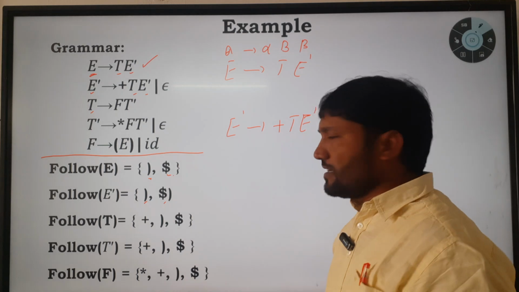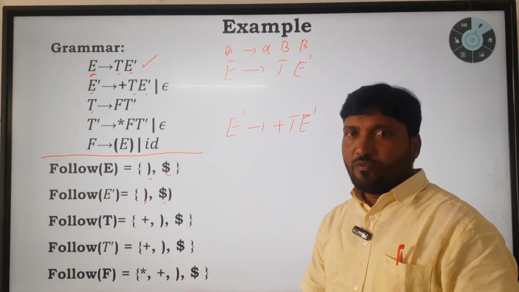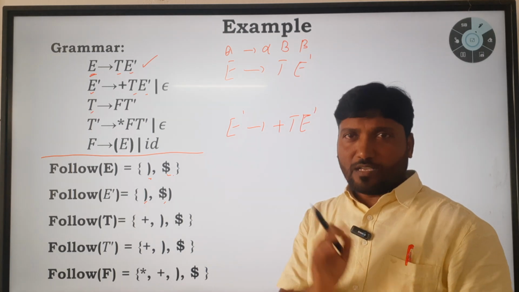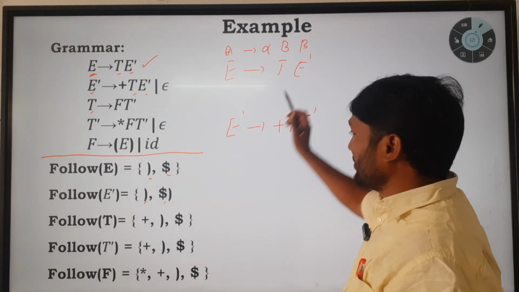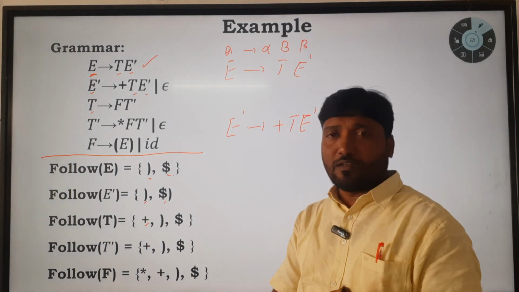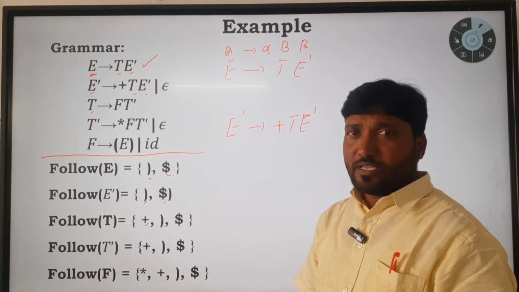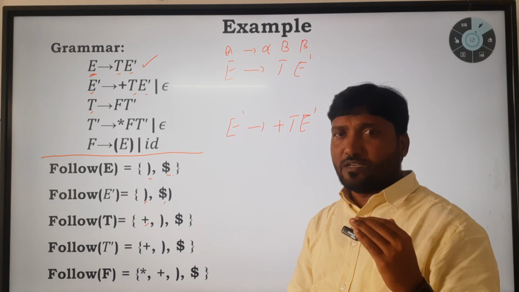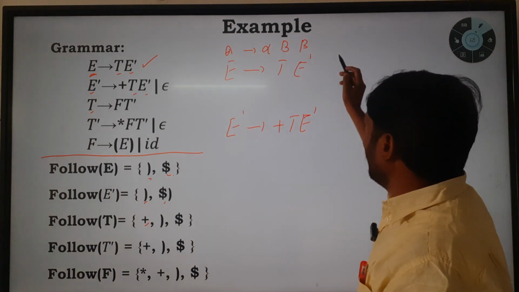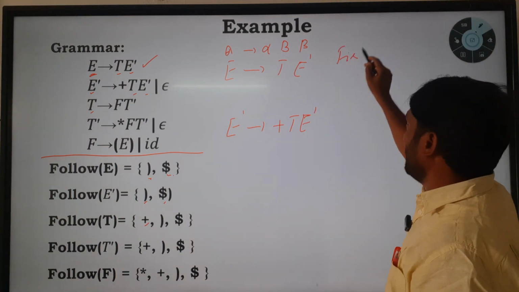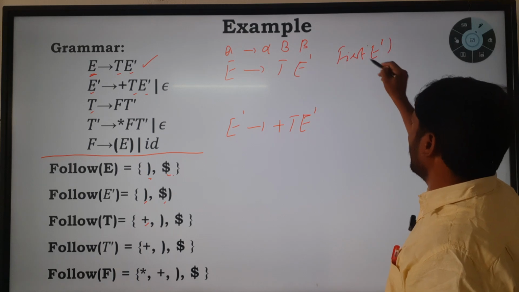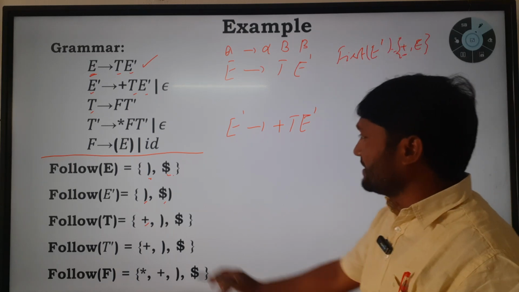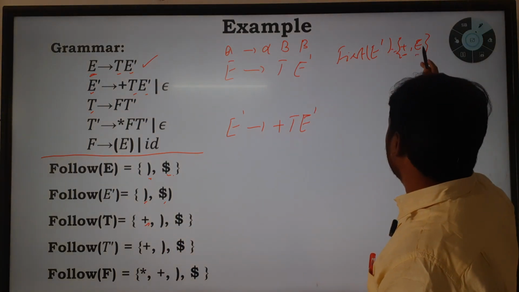So, what are the symbols we have in the first of E dash? Plus and epsilon. So, now we are going to take only plus. We cannot consider the epsilon, okay, because it is a null value, so we cannot consider epsilon in the follow function. So, first of E dash equals plus and epsilon. That means we will consider only the plus and we cannot consider the epsilon.